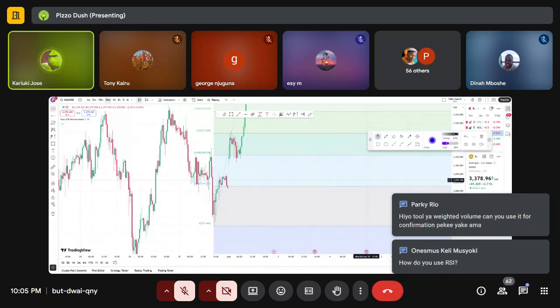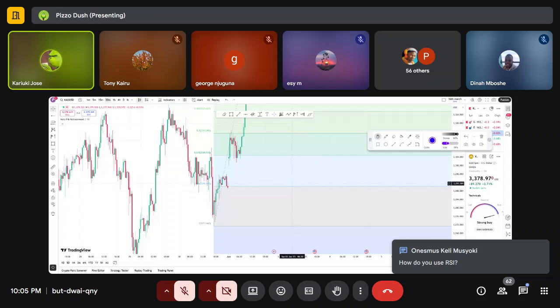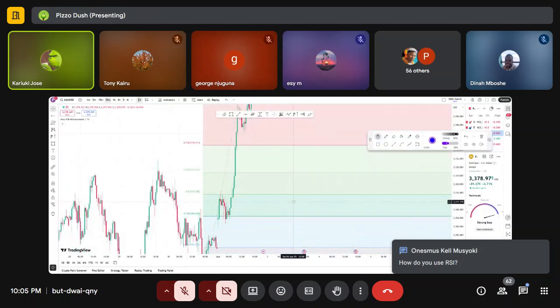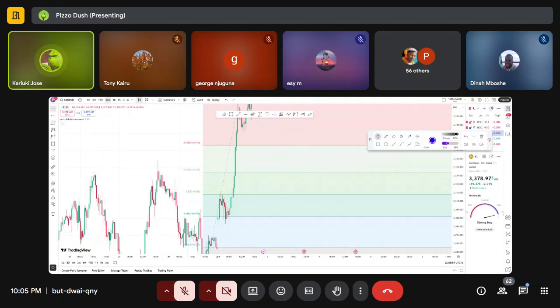Can you use AutoFib? Yeah, you can use AutoFib. Not really a weighted volume. Can you use it for confirmation alone? Yeah, actually we use it for confirmation. It works very well as confirmation.